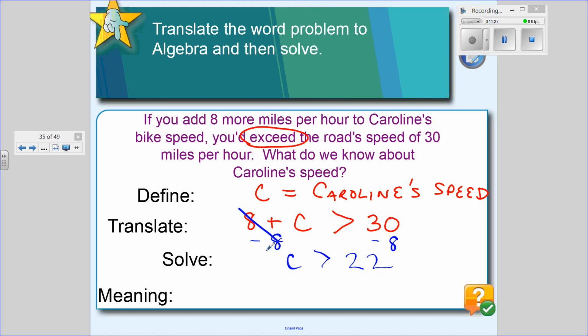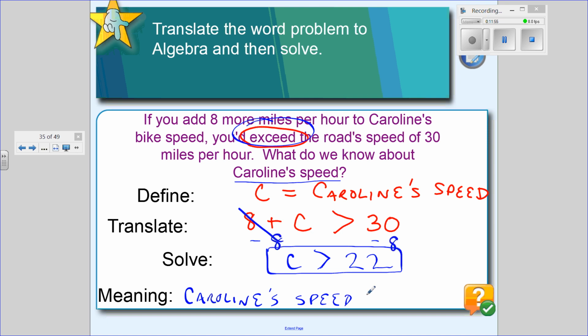Now, here's the deal. I'm going to see people write C equals 22. And that's not necessarily solving everything about Caroline's speed because I don't have enough information to know that Caroline is going exactly 22. Based on the words in the problem, it is saying that C must be over 22. Caroline's speed is over 22 miles per hour. And that's pedaling pretty fast on a bike. Oh, maybe she's going downhill or something like that.